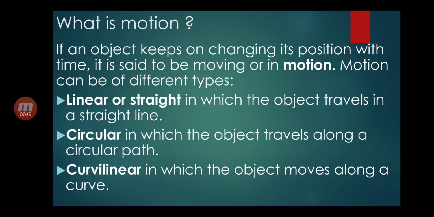Now what is motion? If an object keeps on changing its position with time, it is said to be moving or in motion. Motion can be of different types: linear or straight motion, in which the object travels in a straight line; circular motion, in which the object travels along a circular path; curvilinear motion, in which the object moves along a curve.